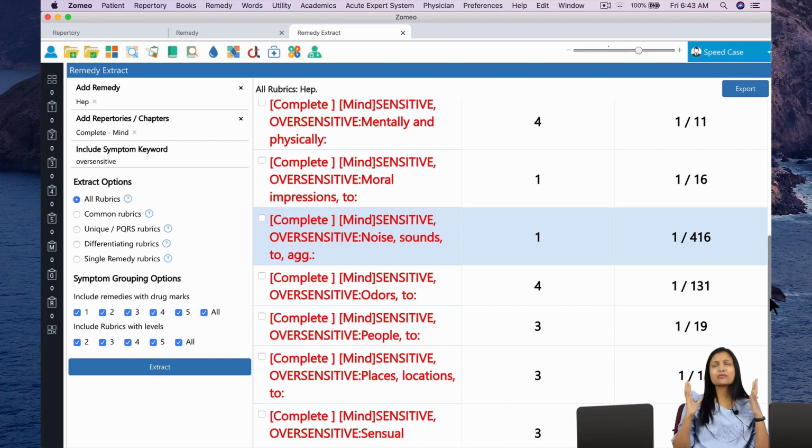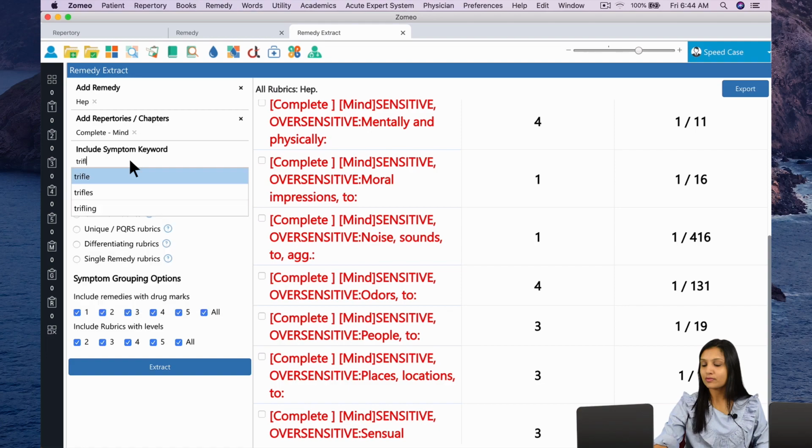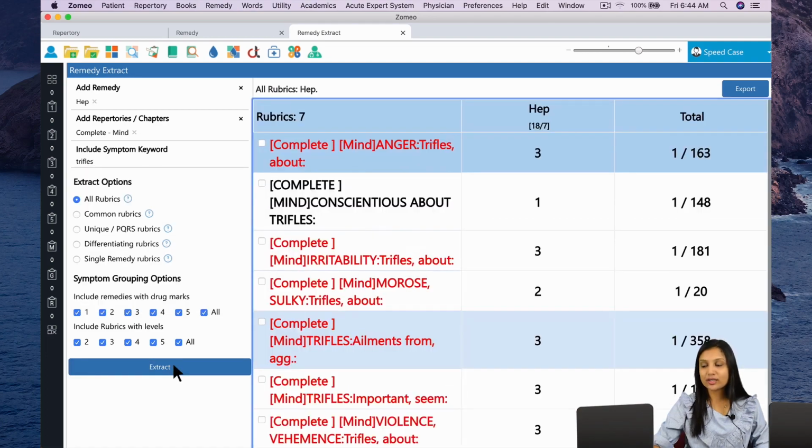Hepar Sulph will become very hyper and very irritated. Okay, so the slightest things will cause an irritation. In the rubric form, if you're looking for the slightest things, we think of the word trifles. So instead of the word oversensitive, now let us add the word trifles. And I click extract once again.